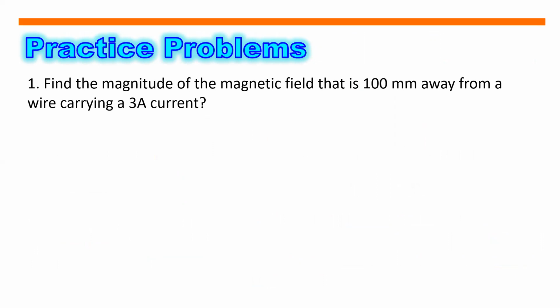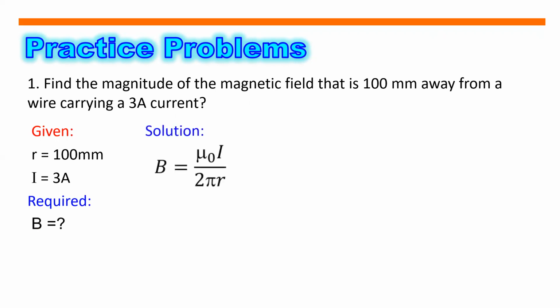Number 1, find the magnitude of the magnetic field that is 100 millimeters away from a wire carrying a 3 ampere current. So we have a certain object and we also have a wire. The object is far from the wire, which has 3 amperes flowing. The distance of the object from the wire is 100 millimeters, and the wire has 3 amperes of current flowing. We are asked to find the strength or the magnitude of our magnetic field.